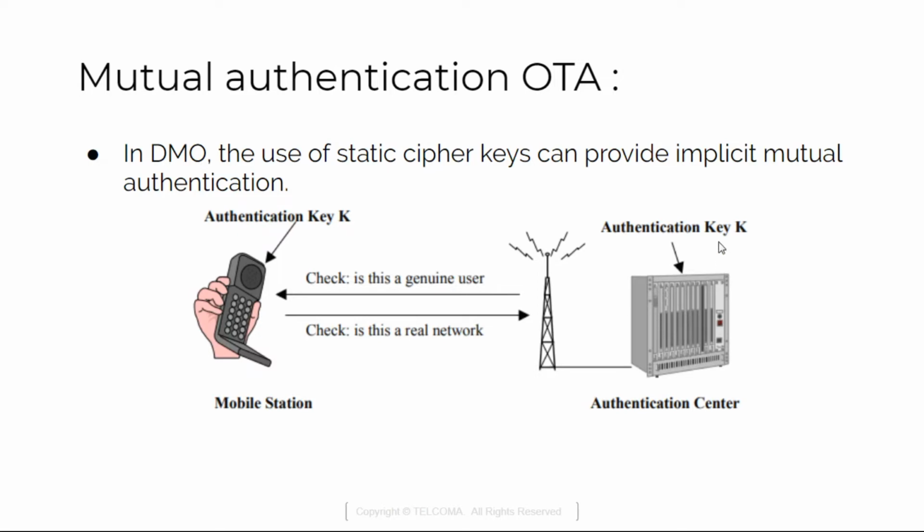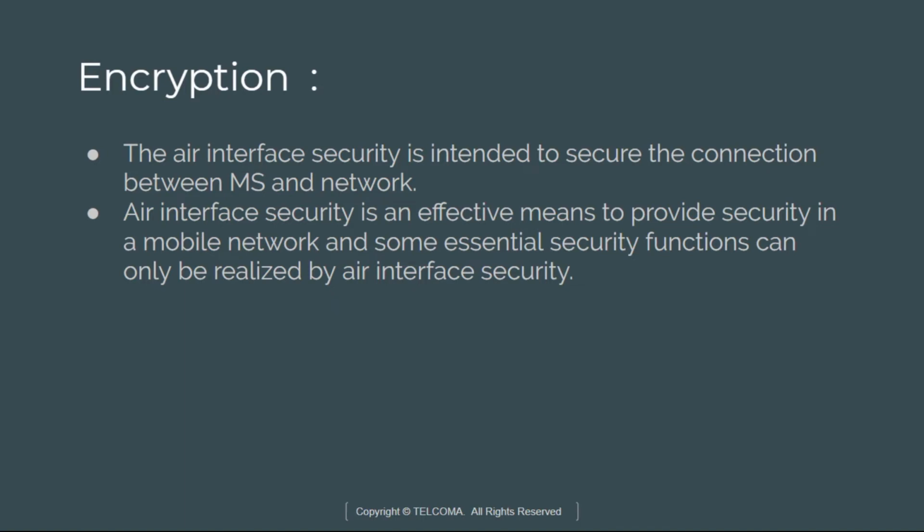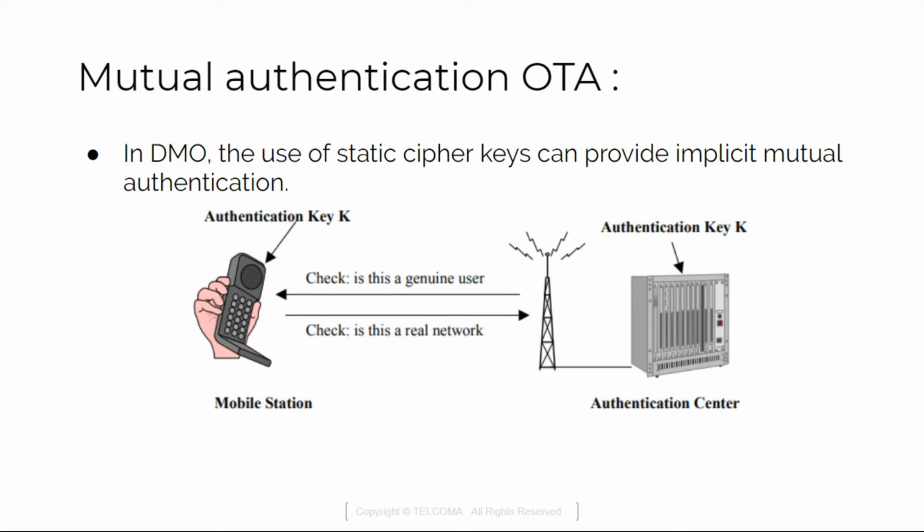So this is indirect mode operation. Use of a static cipher key can provide mutual authentication. This is the authentication key K, and this is the network authentication center. It checks that this is a genuine, real network. Both require to authenticate themselves. Mutual authentication is done on the basis of the authentication key K, which is unique for every mobile station or subscriber identification module, SIM. This K is stored in both the mobile station and in the network. In the network we call it the authentication center.